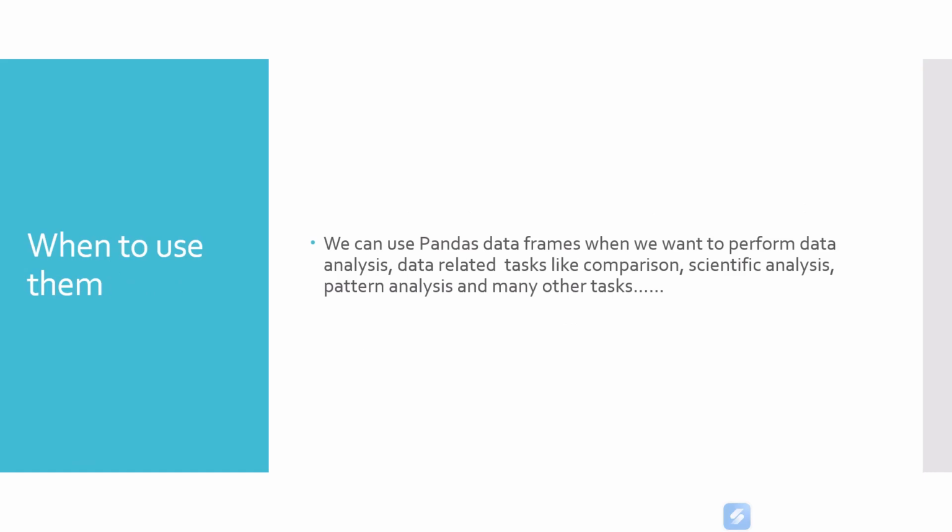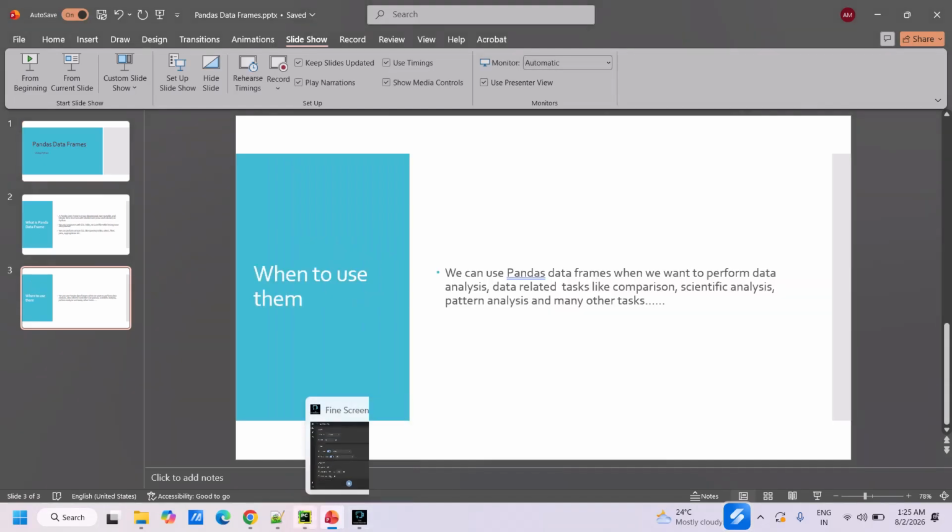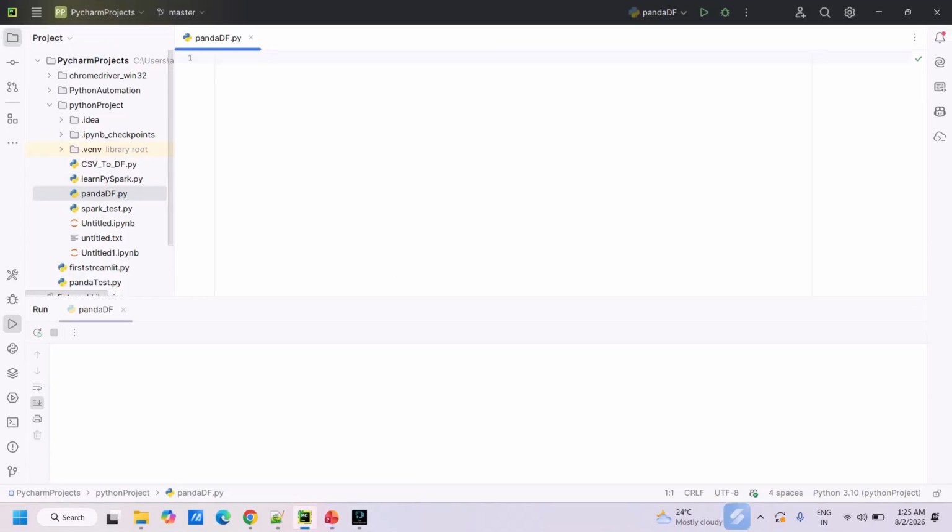As I said, it can be used when we want to perform data analysis, data comparisons, scientific analysis, pattern analysis, and any other operations that you can think of doing on data. You can use Pandas data frames in those tasks. It will be very useful when you are dealing with data. So let's have a look at how we can create these data frames. Okay, so we'll be doing hands-on on these things right now.